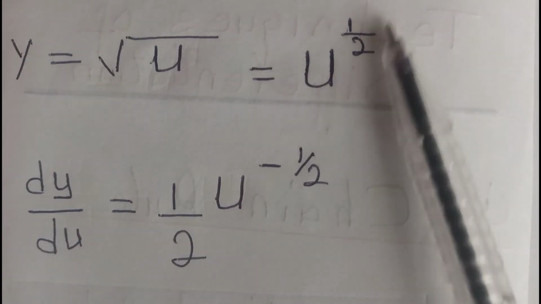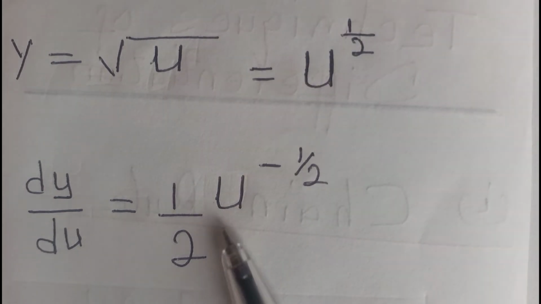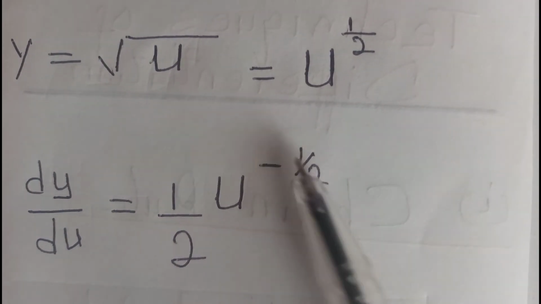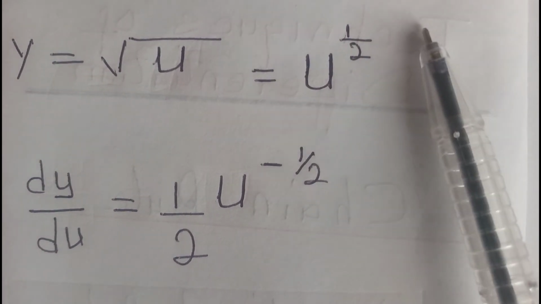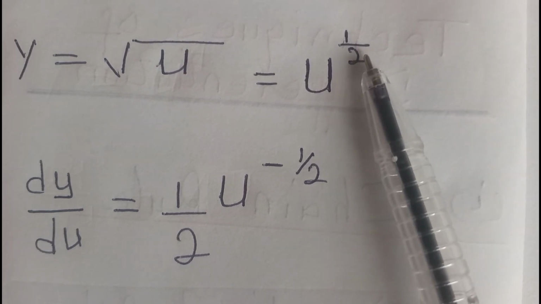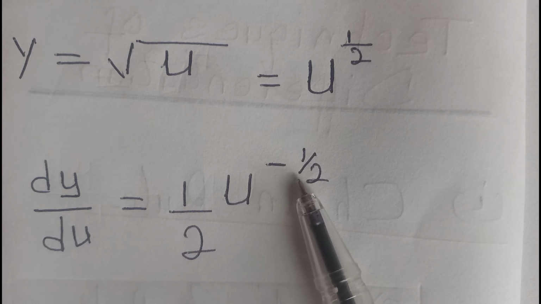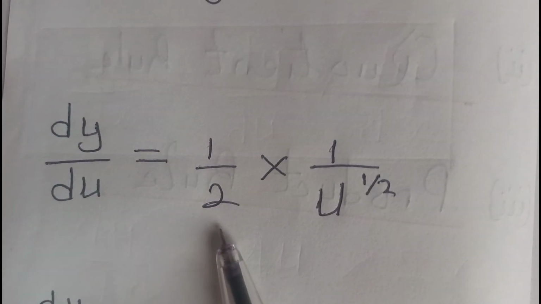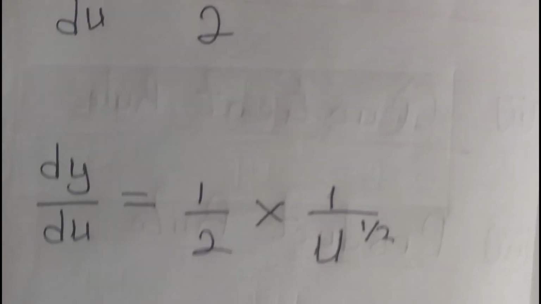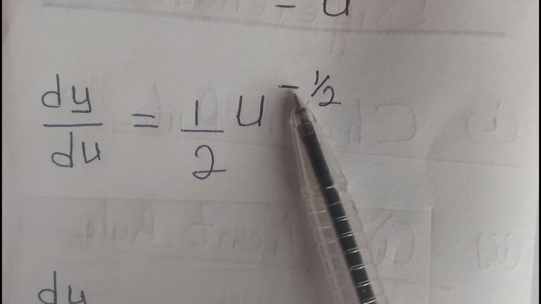Dy by du will be this half will come down, then remove 1 from it. You will have half u raised to power minus 1 over 2. You are having minus 1 over 2 because this half is minus 1. So if you remove 1 from half, you will get minus half. That's how this negative half is coming in. Then dy by du will now be half times 1 all over u raised to power half. Why are we now having 1 all over u? Very simple. Because of this negative index.